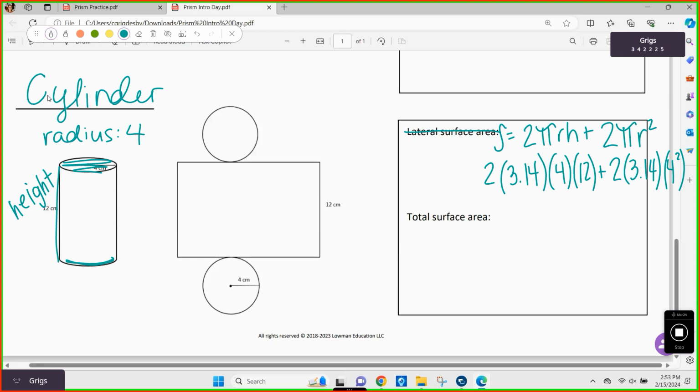Do it. Okay, so 2 times 3.14 is? 6.28. Times 4 times 12? 48. Plus 2 times 3.14? 6.28. Times 4 squared? 16. Are you with me on this? Yeah. Where are you at? Are you ahead of me or behind? Still writing. Okay.